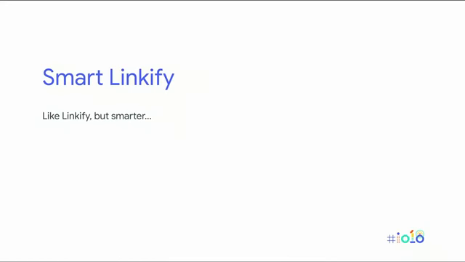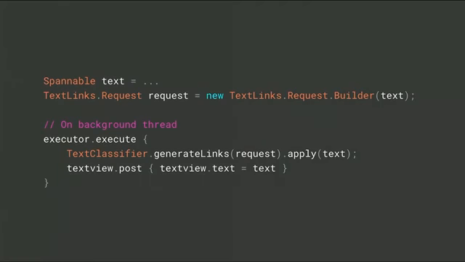Smart Linkify, I think of this as being Linkify, but smarter. So we already have the ability to ask for links in a block of text, and it'll detect things like phone numbers and addresses. But we also have the ability through machine learning models and stuff that you've seen through smart text selection to detect other entities. We can do the same thing with Linkify.